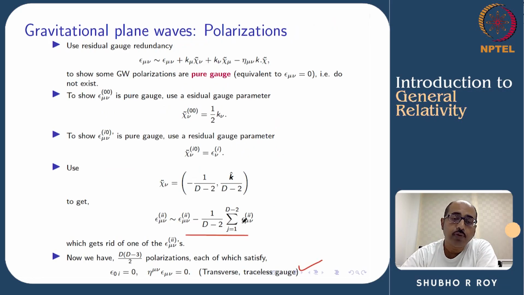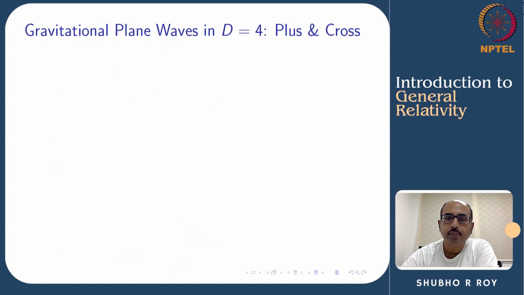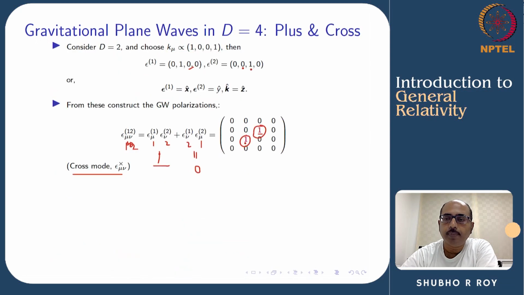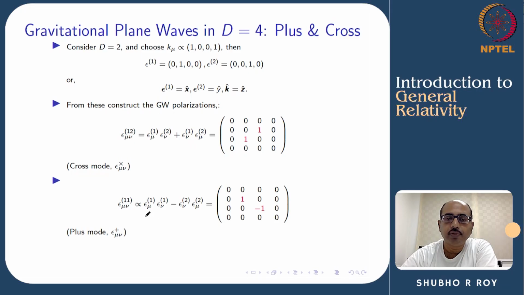And there'll be only one of them because remember there are d minus 3 of these. Here d is 4, so there'll be only one such polarization, which is proportional to the difference. There's a factor of half here, but this pesky factor of half, there's no point carrying it around, so I've just removed it. So this is this combination.